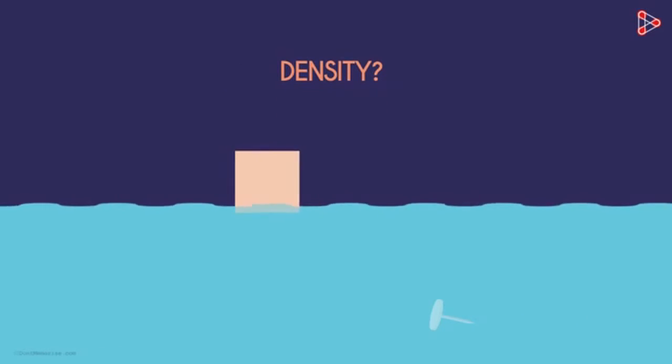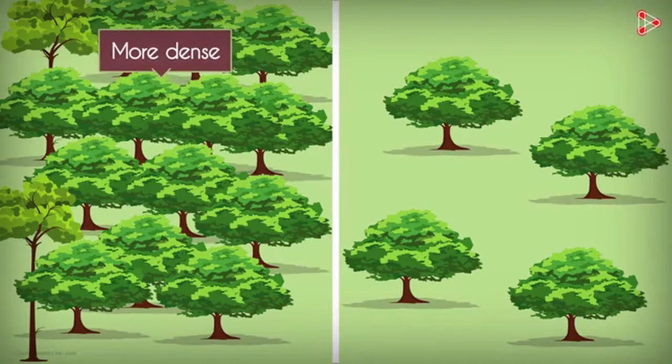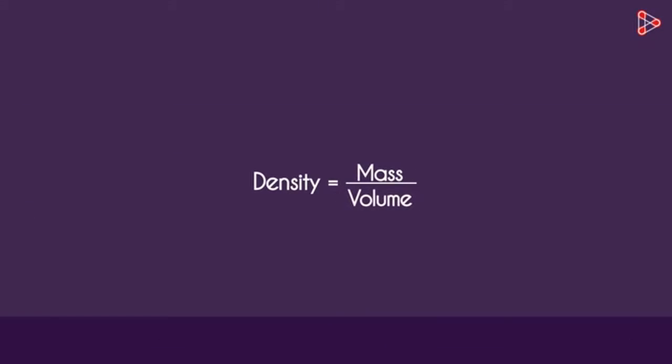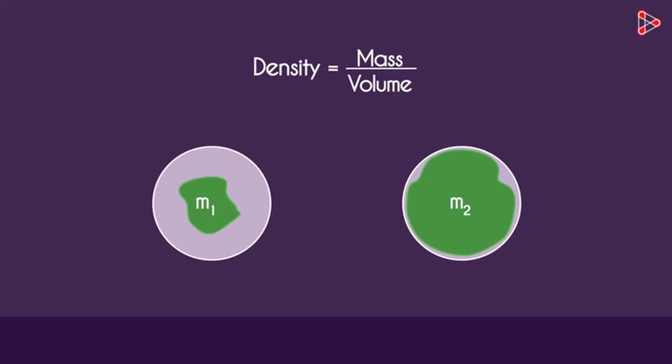But what's density? Two forests. Which one is more dense with trees? Clearly, it's this one. So in the same given amount of space, if there are more things, we say that it's denser. Density is simply the measure of how compact the mass in a substance or object is. If we have to go by its scientific definition, we would say that it's mass per unit volume. In short, it tells us how much mass exists in a given volume. The unit of density is kilogram per meter cubed. Mass is in kilograms and volume in meter cubed.